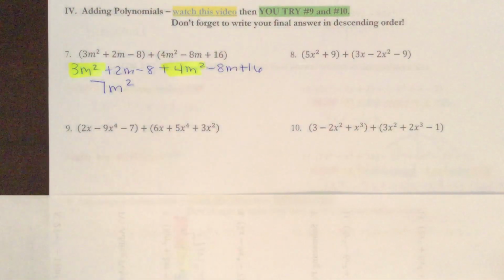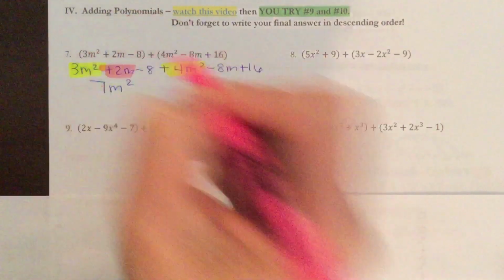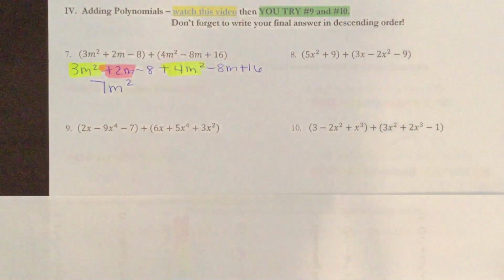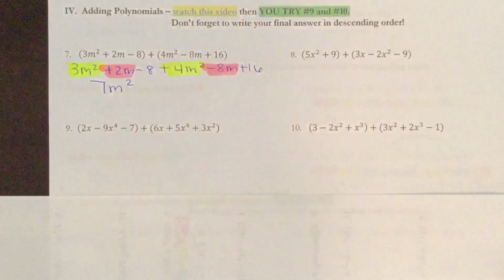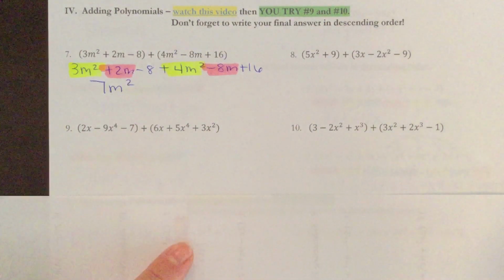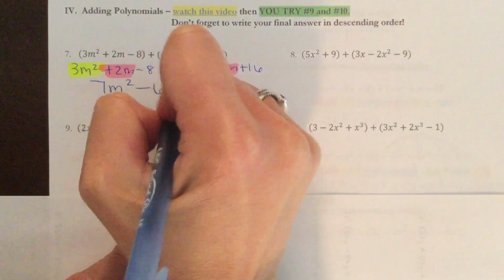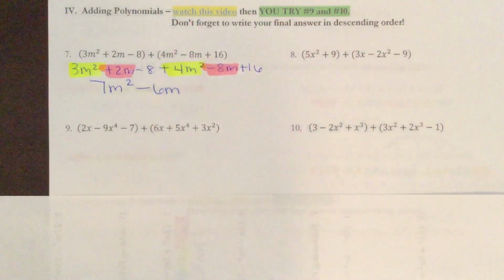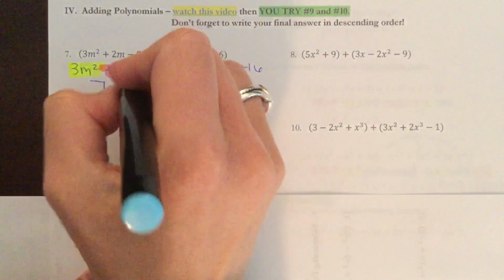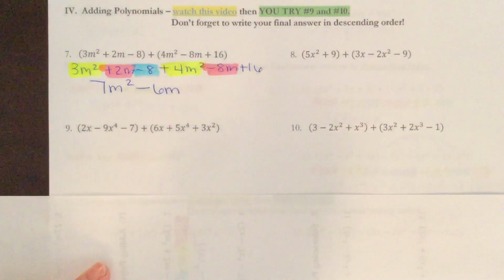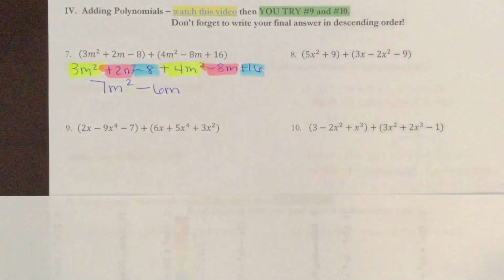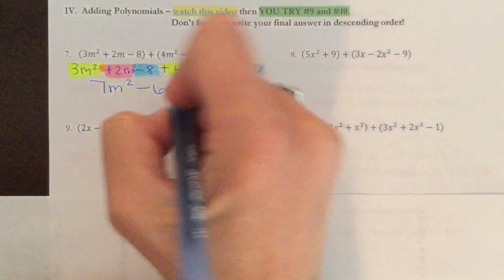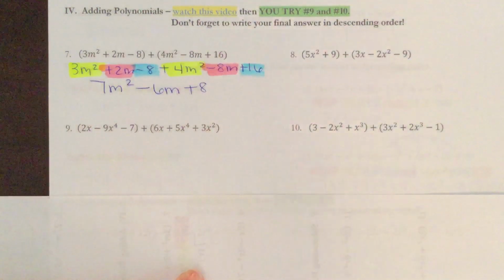The next term I come to is a positive 2m. Positive 2m is like terms with negative 8m. When we combine those, 2m take away 8m leaves us with negative 6m. Continuing to work from left to right, negative 8 is like terms with positive 16. So when we combine those, negative 8 plus 16 gives us positive 8.